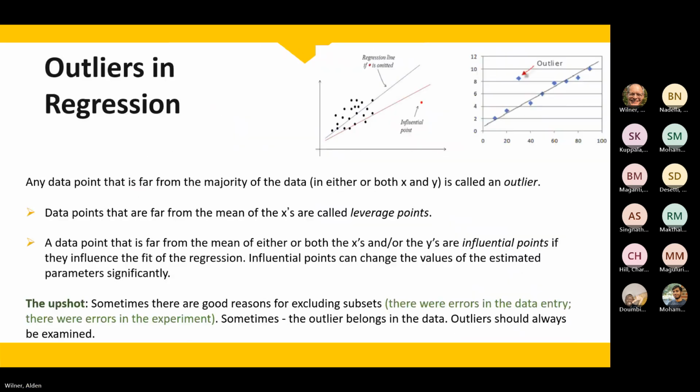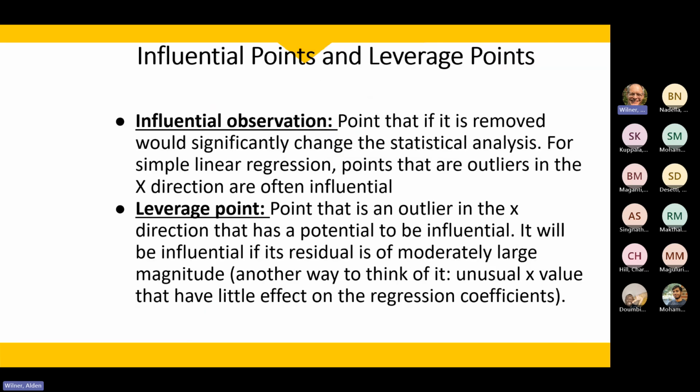So upshot, sometimes there are good reasons for excluding subsets of your data. Maybe there were errors in the data entry. There were systematic errors in the experiment. You found out, maybe the person who was measuring it was reading the wrong side. There's a famous story that the composer Ludwig van Beethoven was reading the wrong end of his metronome, and so that's why his symphonies are impossibly fast. So some of them. Sometimes the outlier belongs in the data, right?